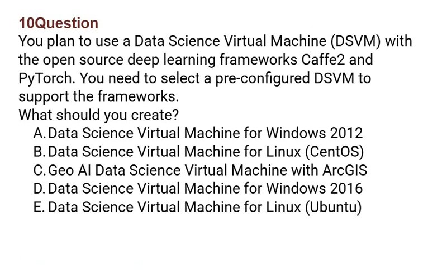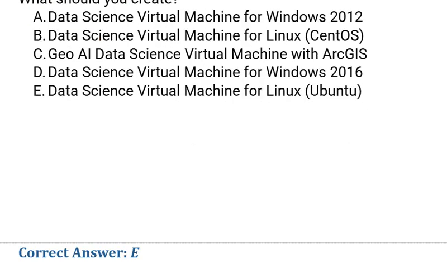Option A, Data Science Virtual Machine for Windows 2012. Option B, Data Science Virtual Machine for Linux, CentOS. Option C, Geo AI Data Science Virtual Machine with ArcGIS. Option D, Data Science Virtual Machine for Windows 2016. Option E, Data Science Virtual Machine for Linux Ubuntu. Correct answer is option E.